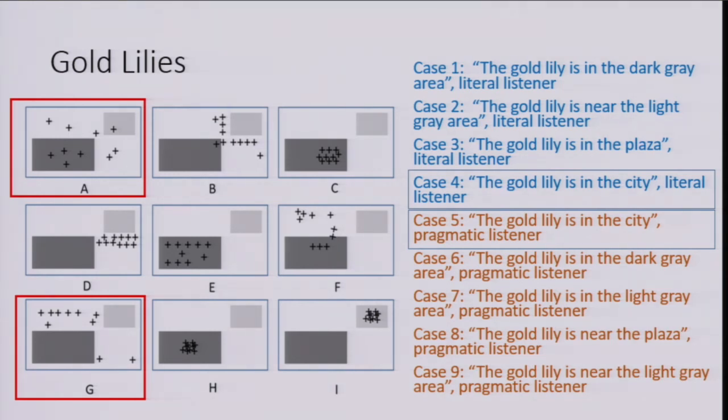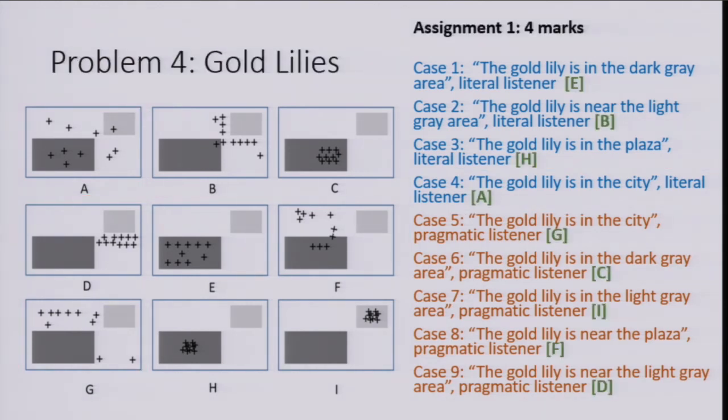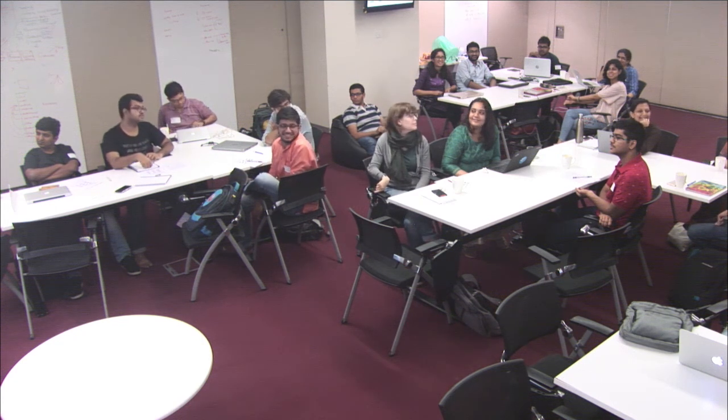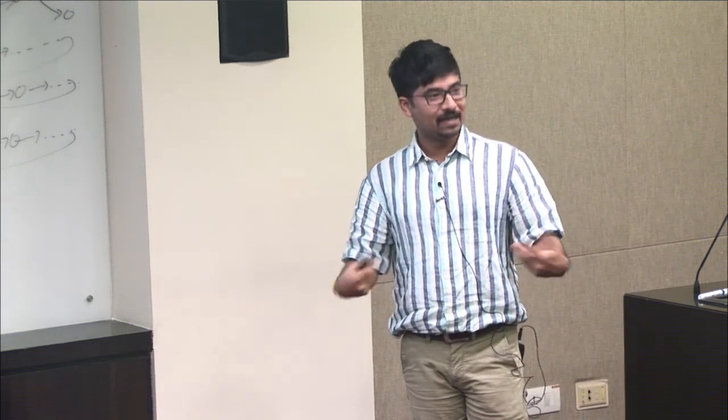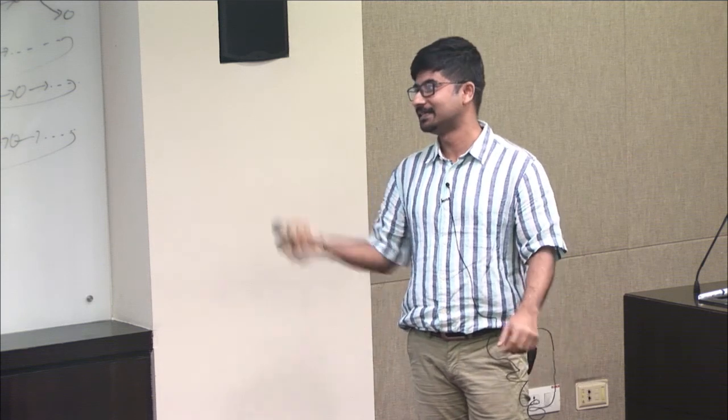So most of you got it. After you get this, you can systematically work out the rest of it. So how do you tell the pragmatic listener that it's literally... No, there is only one gold lily growing. How can it be literally all over the city? There's only one gold lily, and the speaker is telling you where it is, right? For different areas, the speaker will use different phrases, and accordingly the listener will decode the phrase and guess the position. So yeah, those are the answers you got.